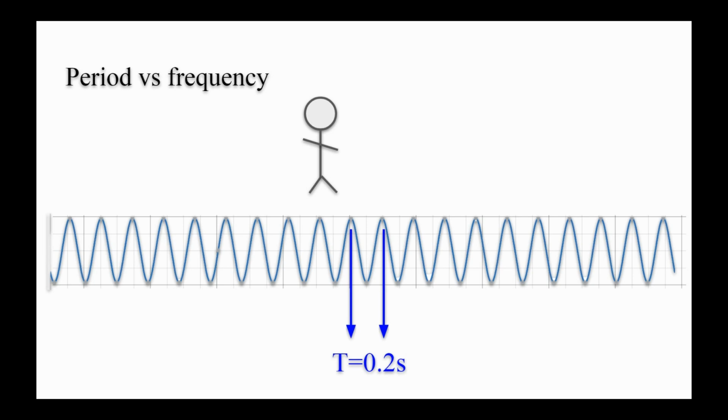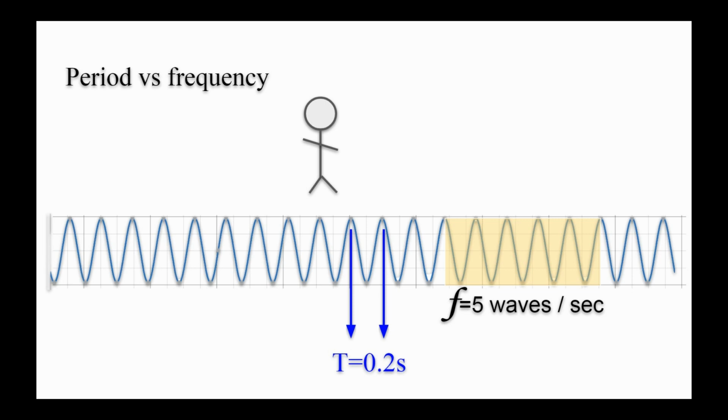And if I say to you a single wave, crest to crest, trough to trough, or zero crossing to zero crossing, the period of this wave is 0.2 seconds, meaning a single wave takes 0.2 seconds. So how many waves would occur in 1 second? That would be 5.